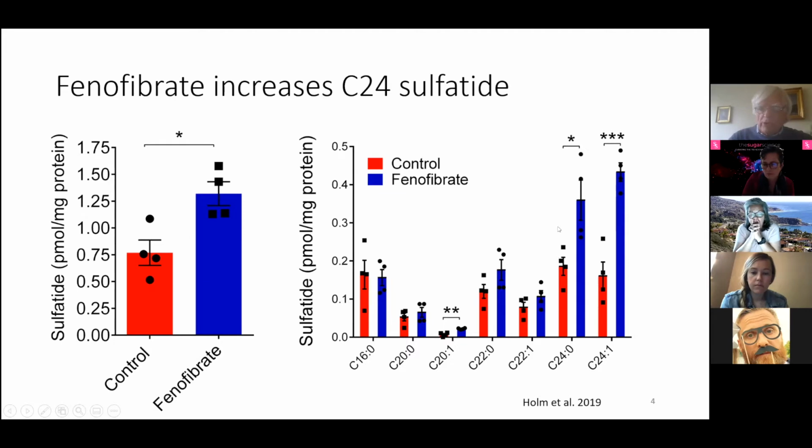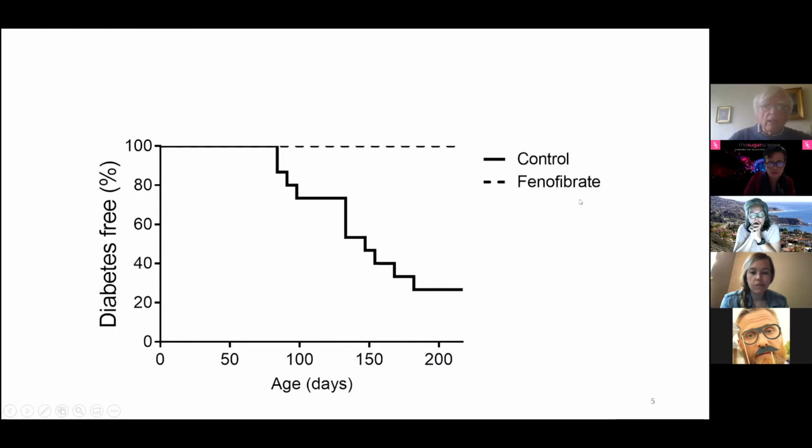And that is very interesting. It does not harm the physiological role of sulfatide, but it more than doubles the amount of the anti-inflammatory sulfatide. And then we have used it in NOD mice, and NOD mice are a highly interesting animal model for type 1 diabetes. I'm sure that Bart will agree on that.